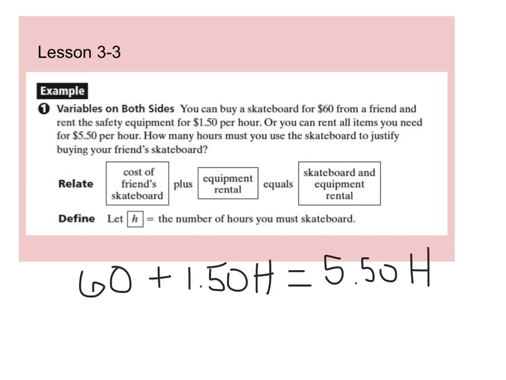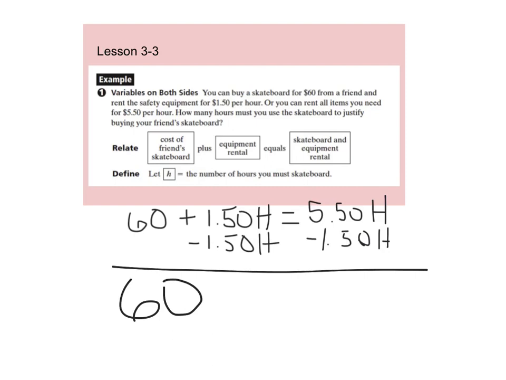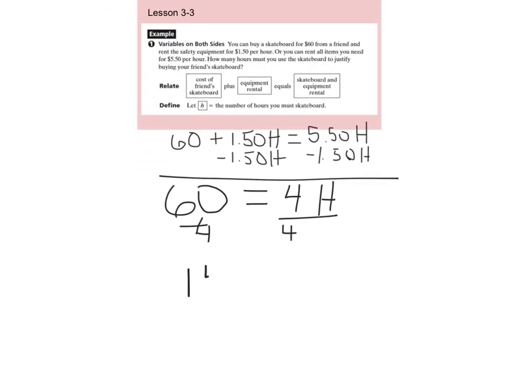So we solve this equation. I'm going to first subtract 1.50h from both sides, and I'm left with 60 equals 4h. I then divide both sides by 4, and I get 15 equals h.